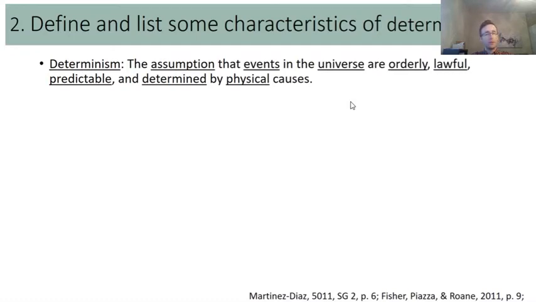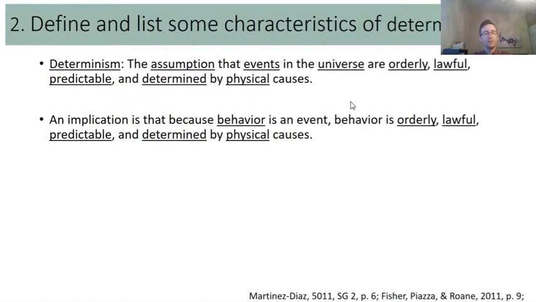because for us to be able to interact as physical beings, for us to interact with events in the universe, those events also have to have a physical basis. That is, they have to be determined by physical causes. Otherwise, they would be inaccessible to us through our senses. An implication is that because behavior is an event, then behavior is orderly, lawful, predictable, and determined by physical causes.